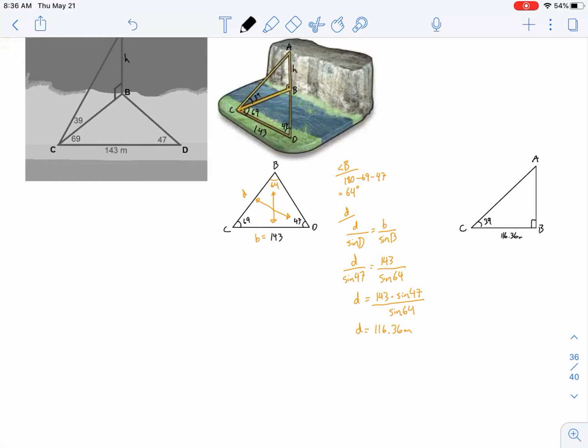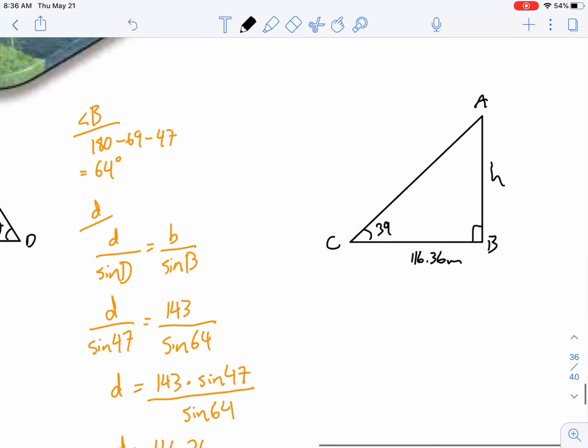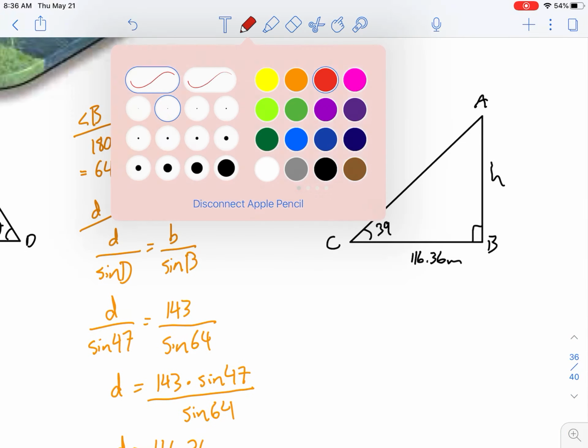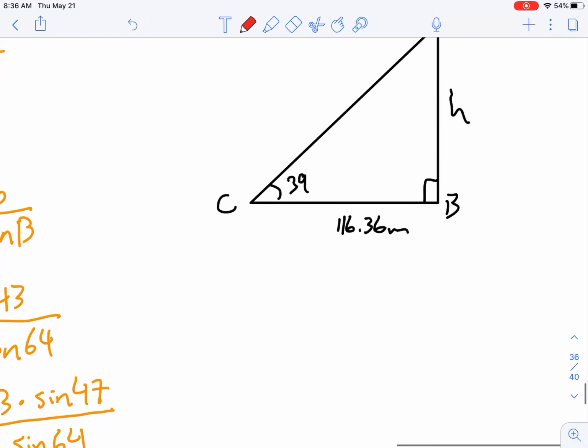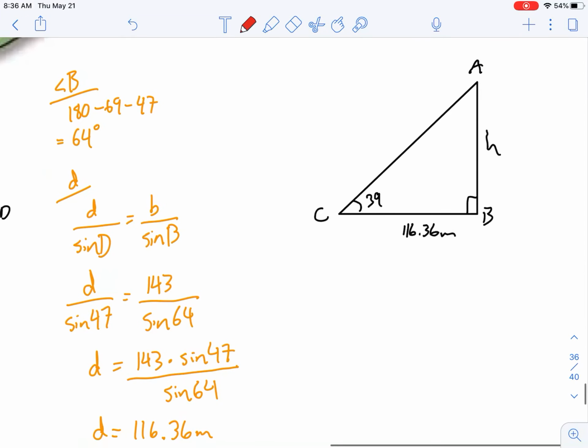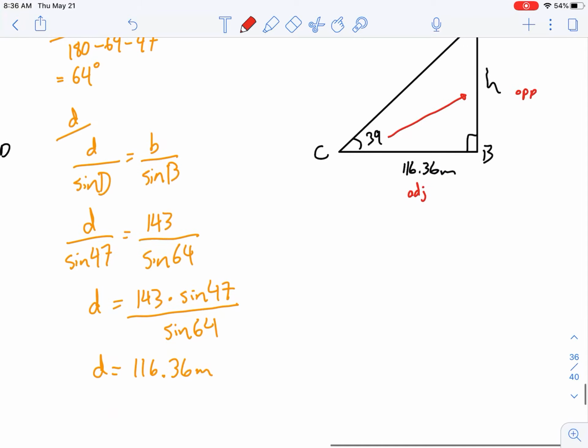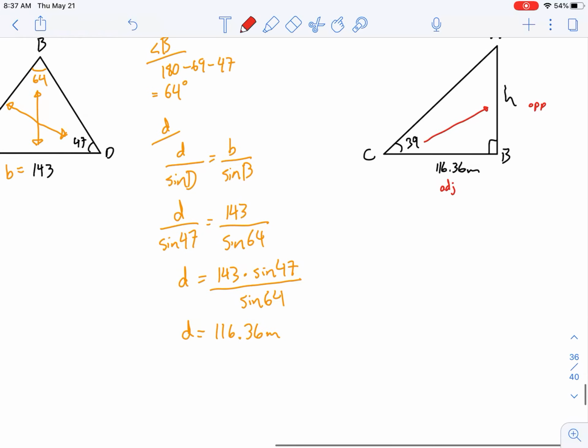And we just solve for this side length being 116.36 meters. Of course we want to solve for height. If I just gave you this triangle and ignore the rest of it, it'd be a pretty simple process to solve. We need to solve for the opposite, knowing the adjacent. So what trig ratio uses opposite and adjacent? TOA.